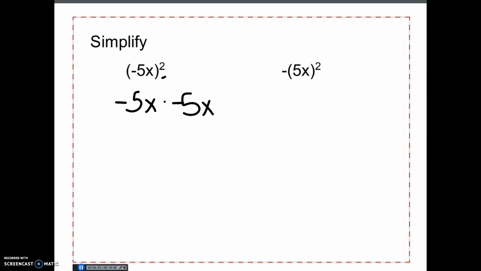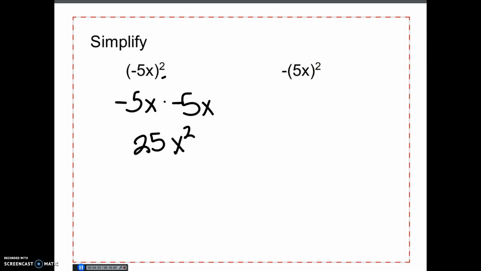Okay, so a negative times a negative is positive, and then 5 times 5 is 25, and then x times x is x squared. So if we think of this from the product of the powers rule, that means that the square basically got put onto the negative as well. It was negative 5 squared, and so that's where we came up with a positive 25.